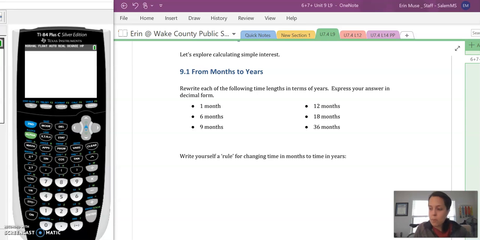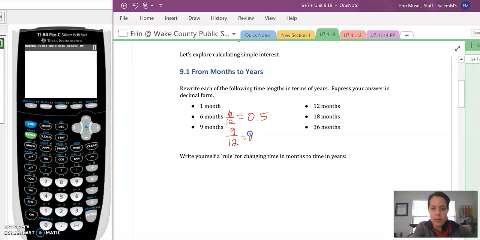So hopefully you worked through most of these without a problem. It's probably easiest to look at some of the ones you know in decimal form in the beginning. So 6 out of 12 months of the year leaves you with half of a year, or the decimal 0.5. For 9 months, same idea, 9 out of 12 is 0.75. 12 months out of 12 months is 1 year. 18 months, 18 out of 12, is improper, but in decimal form it's 1.5 years. And then 36 months would be 3 years.